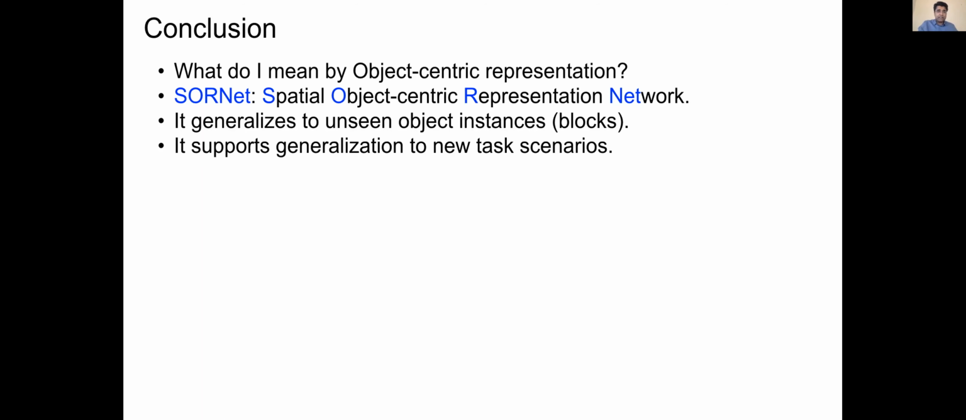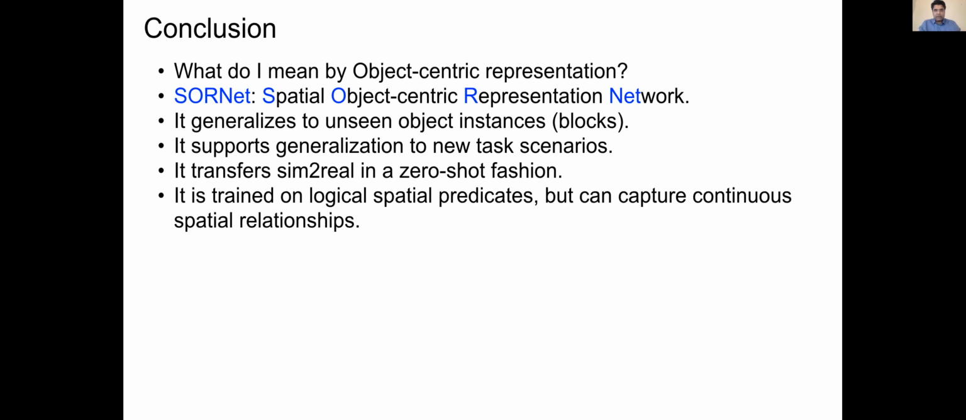It supports generalization to new tasks because we are still using the task and motion planner for generalizing across new task scenarios. And it transfers well from sim to real. As I said, we only trained on the simulation data and readily use it on the real world to predict the states of the scene. And finally, it is trained on logical spatial predicates, but it can also capture continuous spatial relationships.